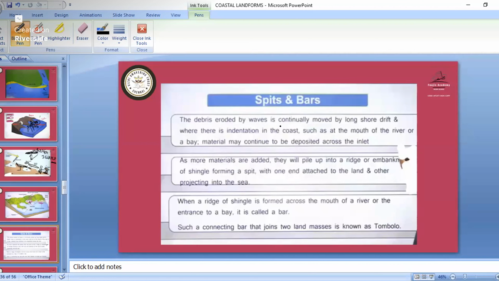The debris eroded by waves is continually moved by longshore drift, and where there is an indentation in the coast, such as the mouth of a river or a bay, material may continue to be deposited across the inlet. So spits and bars are almost the same type. Don't get confused. They are deposition landforms.